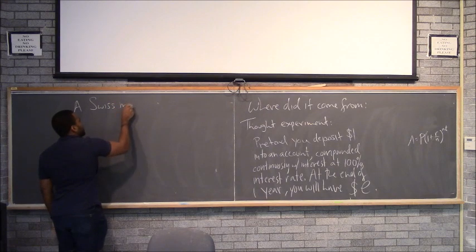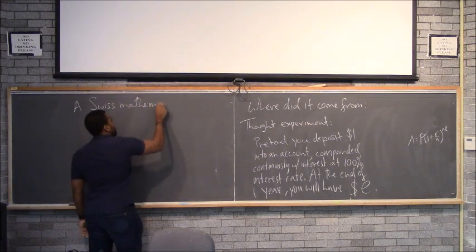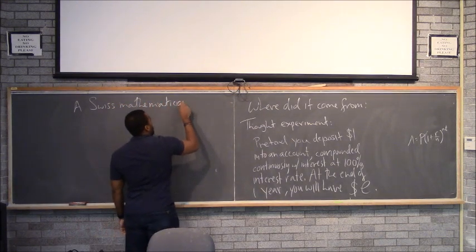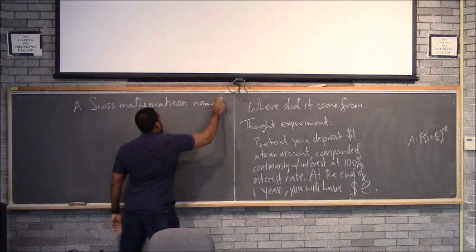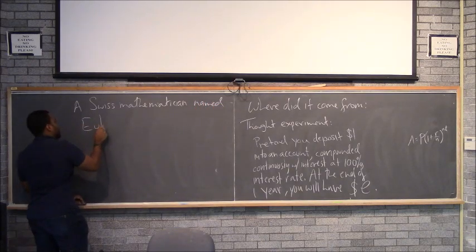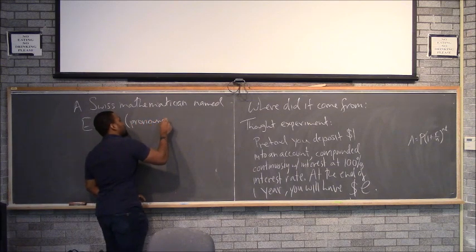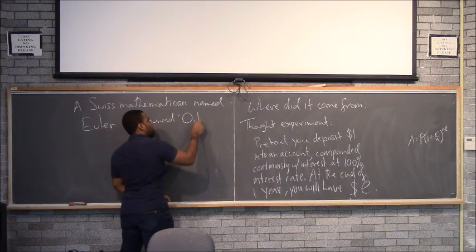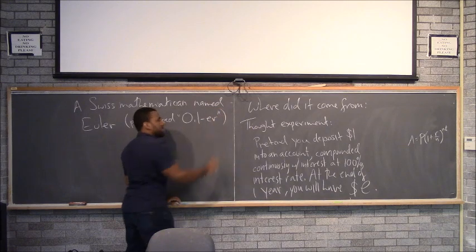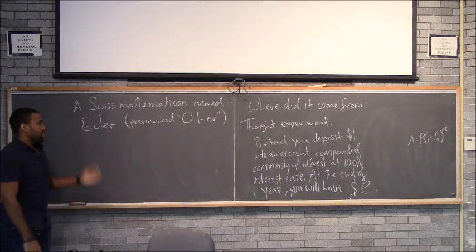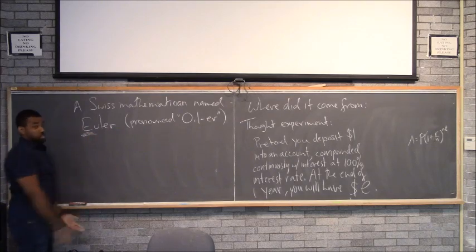He's a Swiss mathematician named Euler. He figured this out. It's pronounced Euler. A lot of students read that as Euler. It's Euler because it's Swiss, and the E comes from his first name.